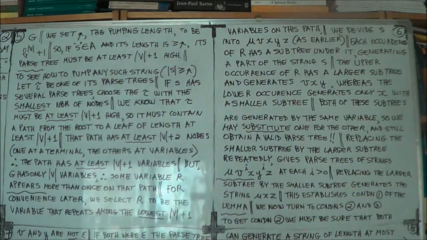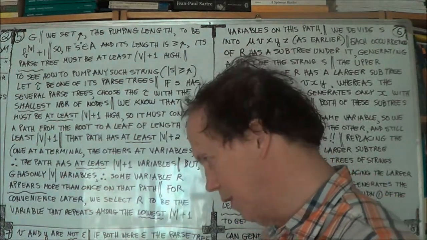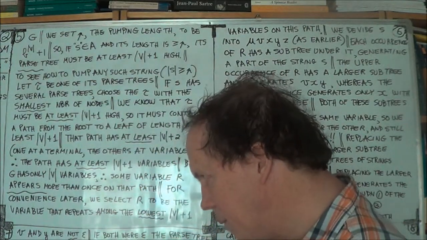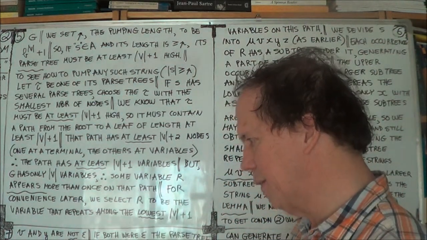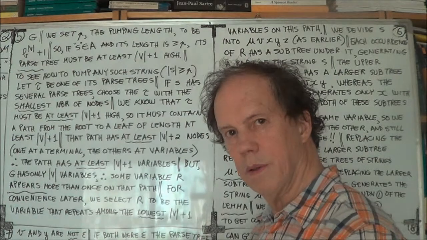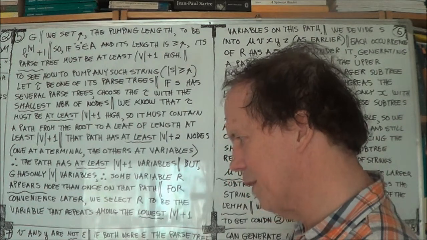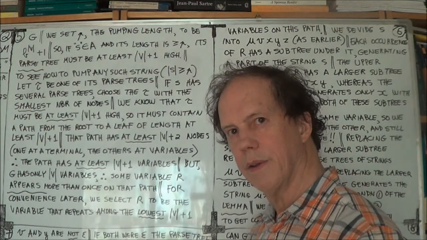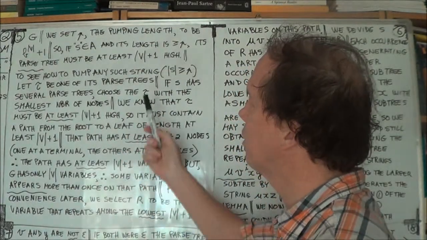Now, remember the bottom of the previous session. If you had a string that had a length that was greater or equal to little b to power h plus 1, then the height of that parse tree must be at least h plus 1. Okay, that was the end of the previous session. Now that's really important because we're going to use it now.